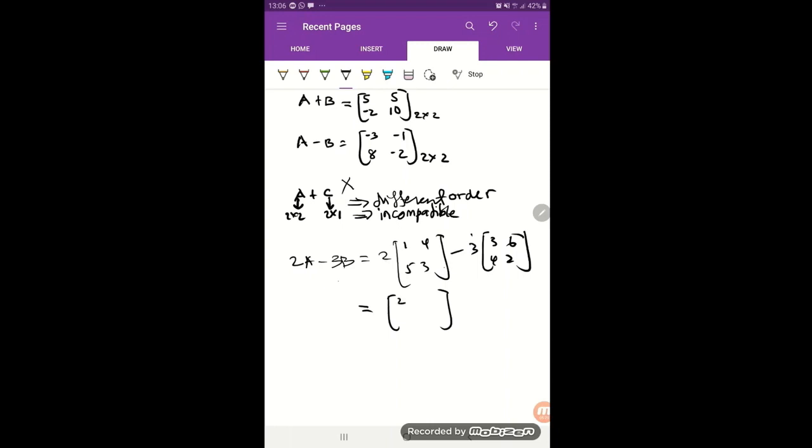2 times 1, 2; 2 times 4, 8; 2 times 5, 10; 2 times 3, 6; minus 3 times 3, 9; 3 times 6, 18; 3 times 4, 12; 3 times 2, 6. And then you do the subtraction process. 2 minus 9, the answer is negative 7. 8 minus 18, the answer is negative 10. 10 minus 12, the answer is negative 2. 6 minus 6, the answer is 0. So this is the answer.